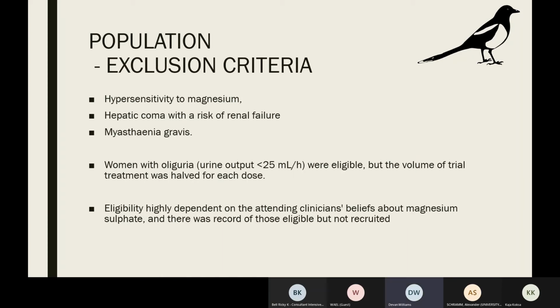Obviously, there's exclusion criteria, a quite small set and relatively straightforward ones. Any hypersensitivity, any hepatic coma with risk of renal failure, although oliguria and a small degree of renal failure was tolerated, and then myasthenia gravis for the risk of weakness in limbs. As I mentioned, if you were oliguric, you could still be enrolled, but the volume of the treatment was halved for each dose. And as I mentioned before, I think the main thing to draw from this inclusion and population criteria is that there was a large dependency on the clinician's belief about magnesium sulfate. There may have been more people who were eligible but not recruited because of this.